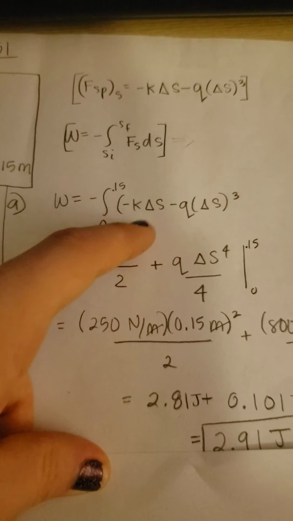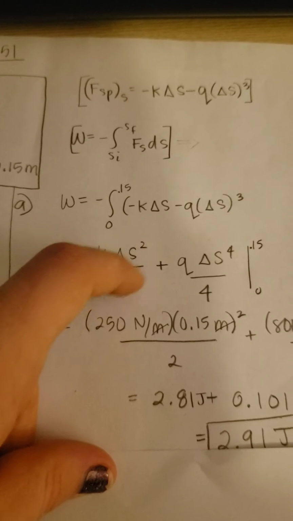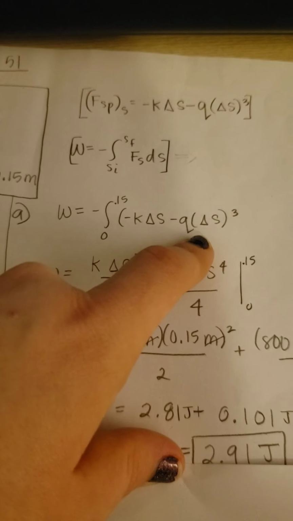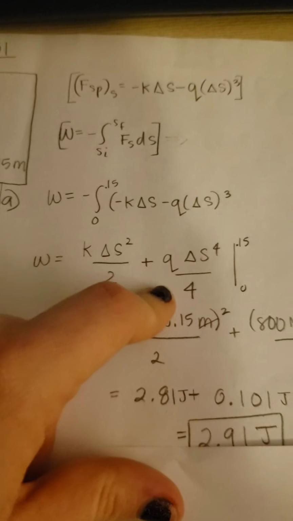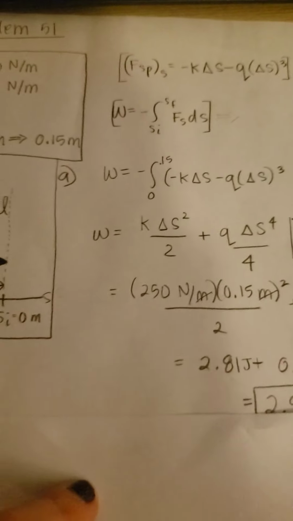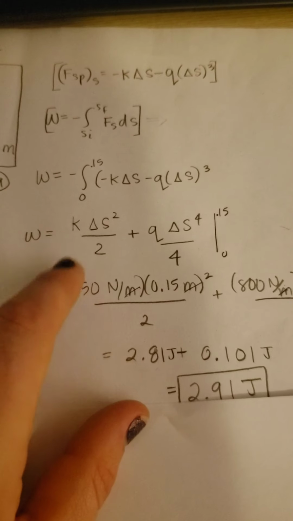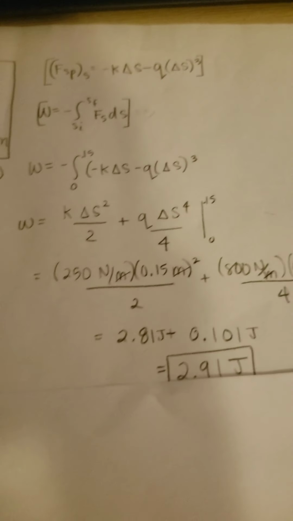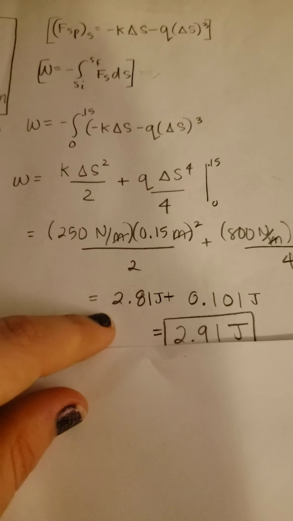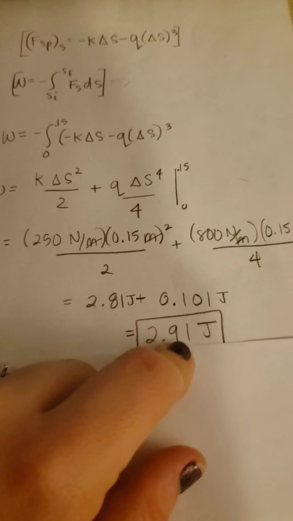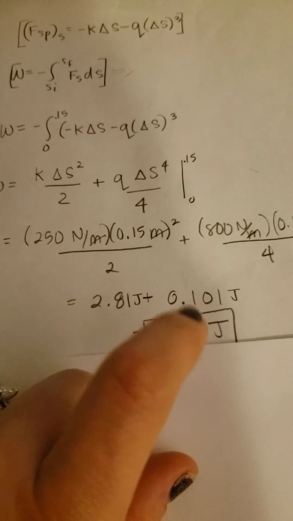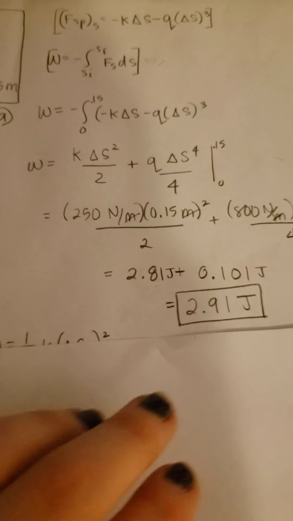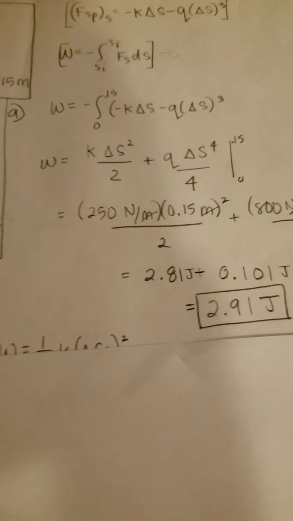So we take the integral of this, which we know is k times delta s squared over 2 plus q times delta s to the fourth power over 4. So we can plug in our numbers now. We have k times that change in s, we have our q times that change in s, and we end up with 2.81 joules plus 0.101 joules, which equals 2.91 joules. So this is how much work we must do to compress the spring 15 centimeters.